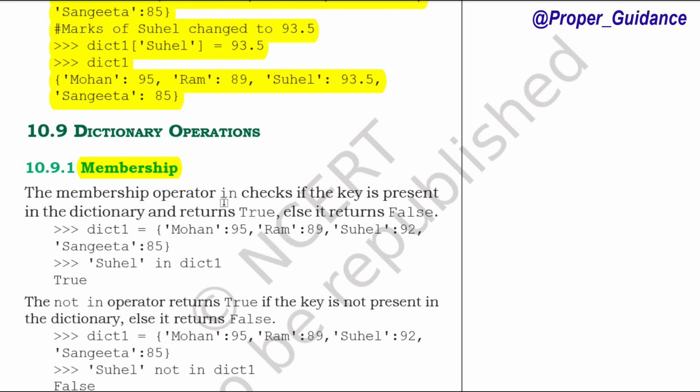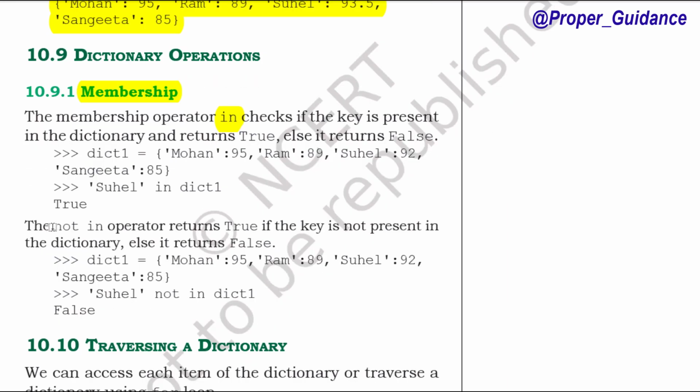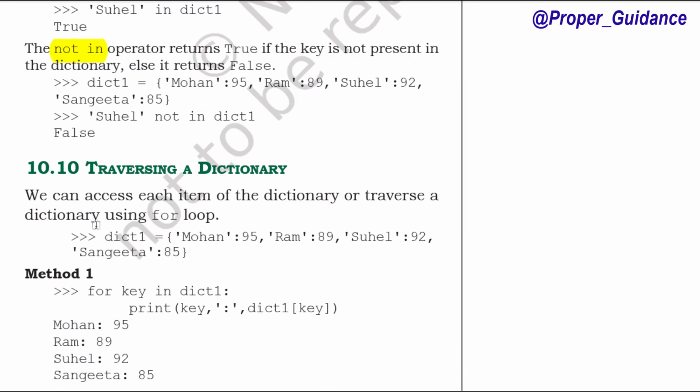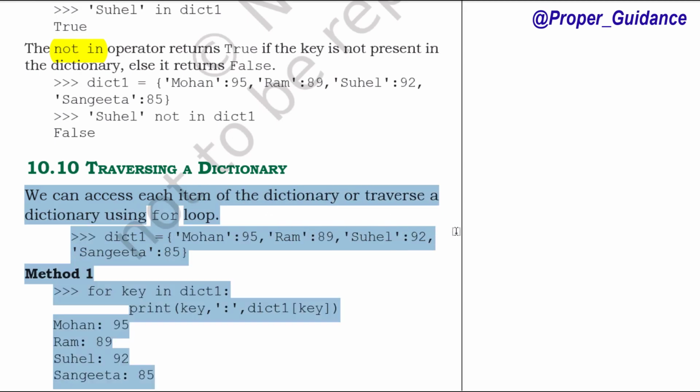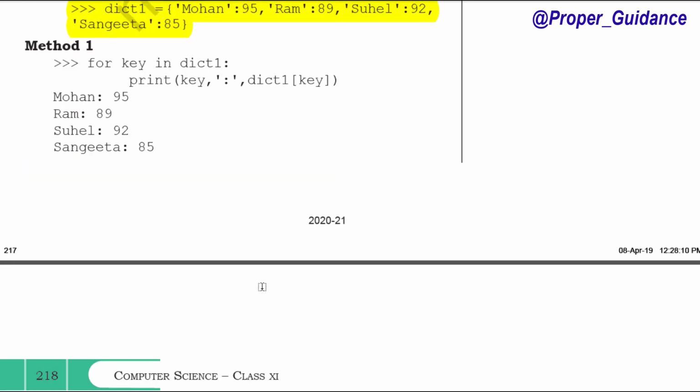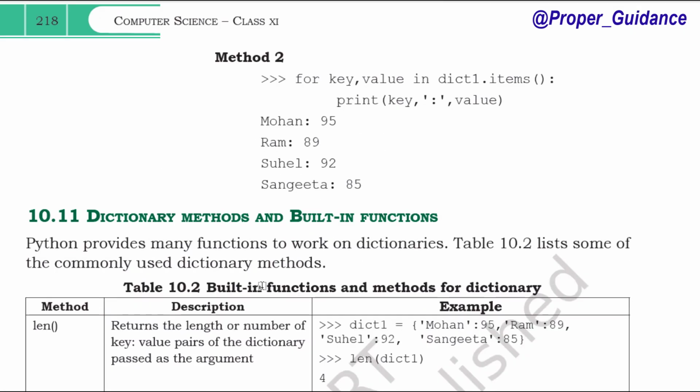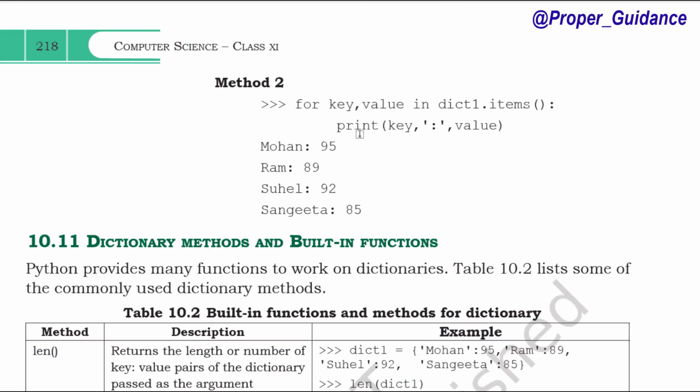Membership function, operator in checks if the key is present in the dictionary and returns true, else it returns false. Not in, same thing, just opposite of the in operator. Then traversing a dictionary, we can access each item of the dictionary or traverse a dictionary using a for loop. Here is a for loop and we can traverse like this: for key, value in dictionary.items(), print key, this thing.